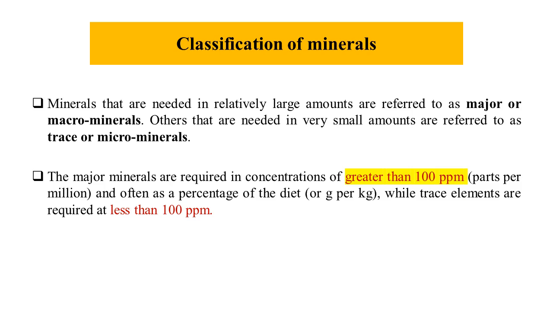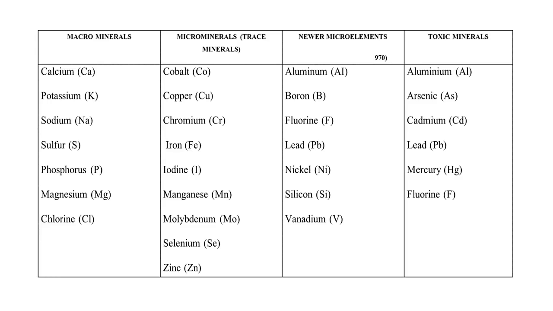Now we talk about the classification of minerals. Minerals that are needed in relatively large amounts are referred to as major or macro minerals. Others that are needed in very small amounts are referred to as trace or micro minerals. The major minerals are required in concentrations of greater than 100 ppm, parts per million, and often as a percentage of the diet, or gram per kilogram, while trace elements are required at less than 100 ppm. This table shows the macro and micro minerals, newer microelements, and the toxic minerals.